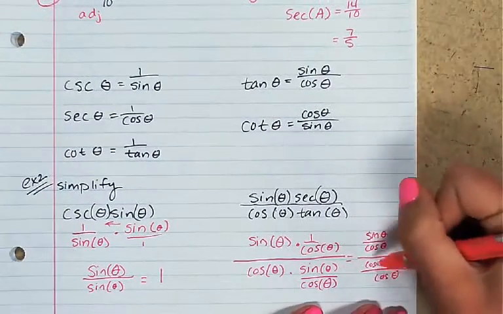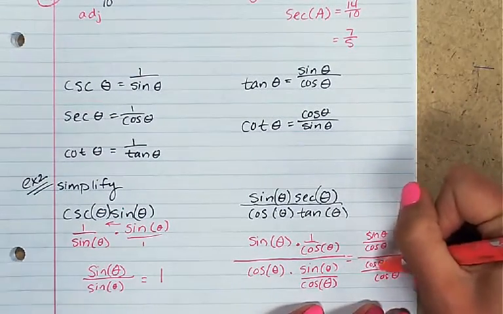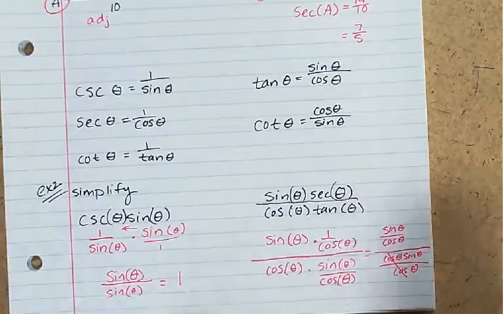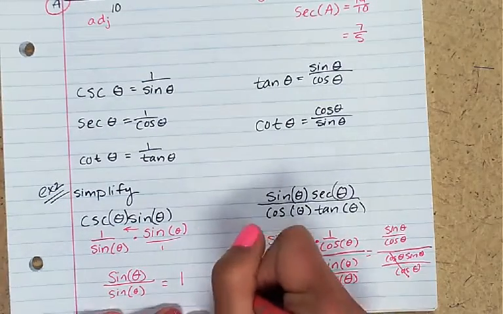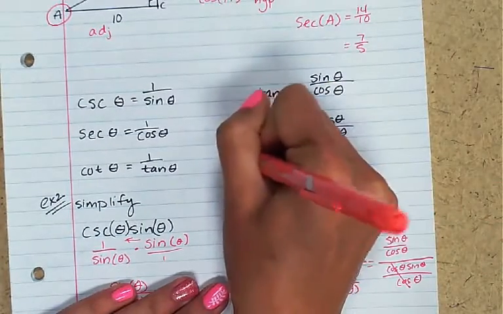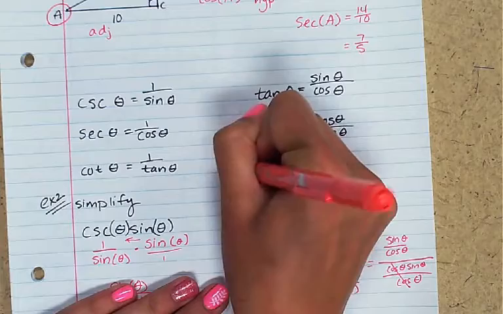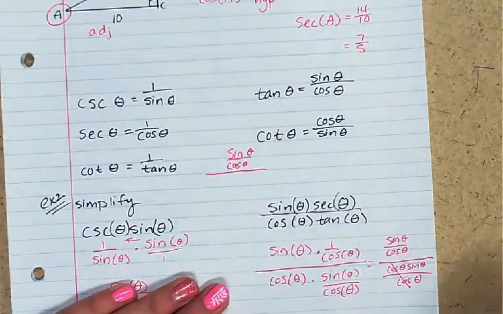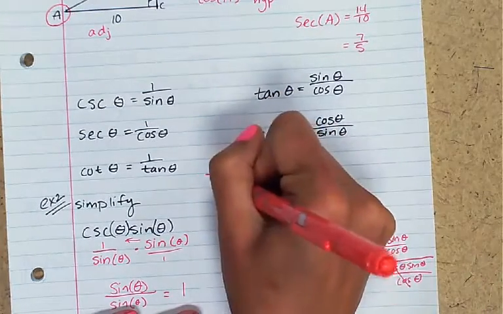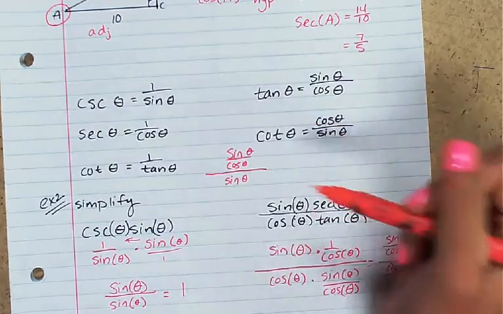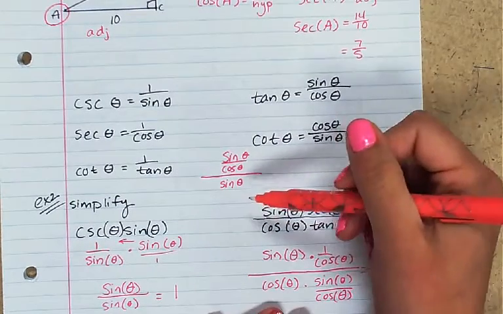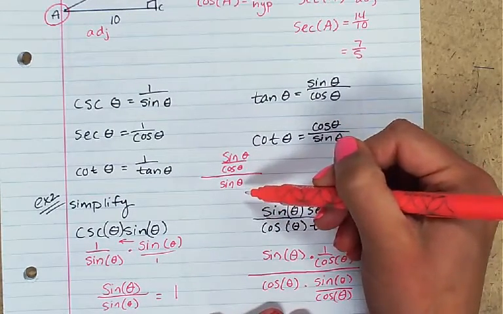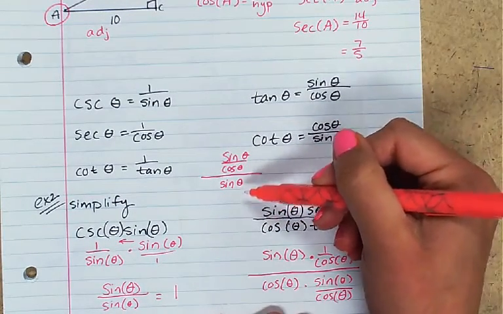So here on the denominator fraction, if we have cosine over cosine, that cancels. So now what we really have, I'm going to move it up here, is sine theta over cosine theta in the numerator, and then just sine theta in the denominator. Now remember, you can't have a fraction in a fraction. So instead of dividing by sine theta, I'm going to go ahead and multiply by the reciprocal.